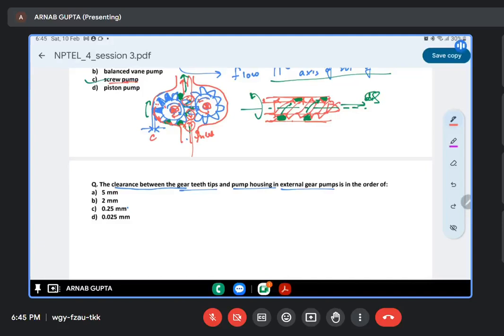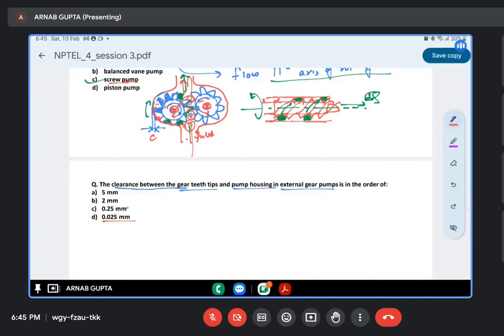Also, there may be some thermal expansion and contraction happening. So accordingly, we have to design the gear and the housing. Generally, the tolerance is a very close tolerance, and the clearance is kept at around 25 micrometers or 0.025 mm. So you can understand it is very, very less.